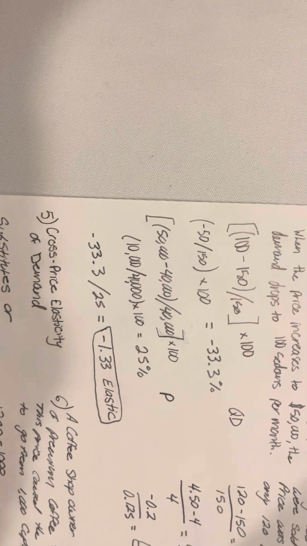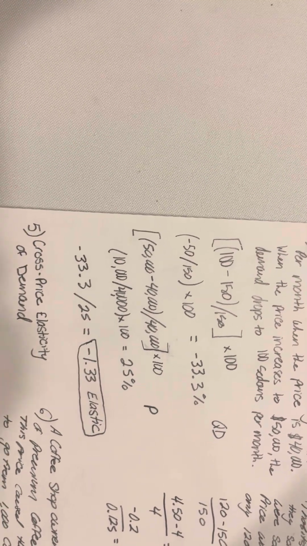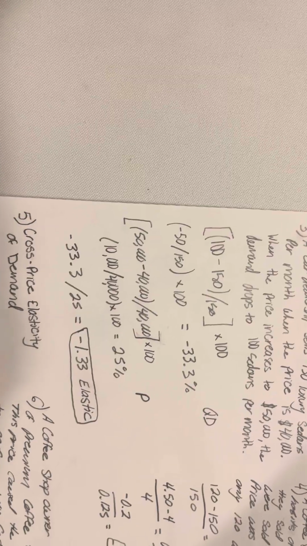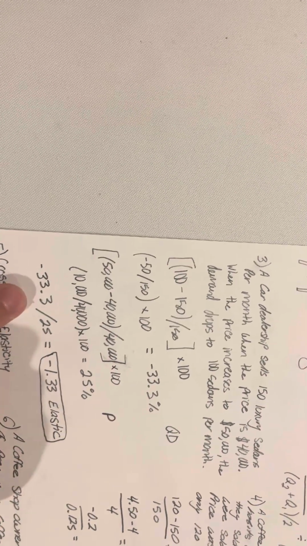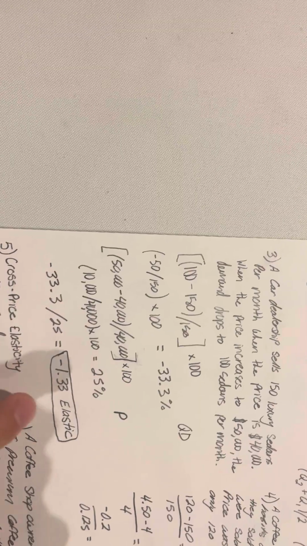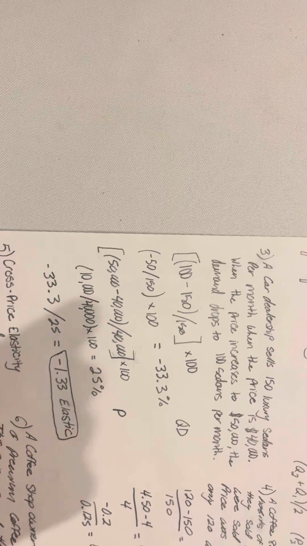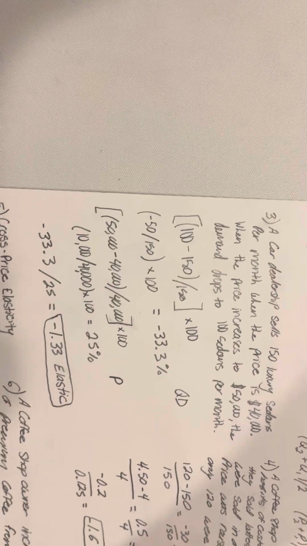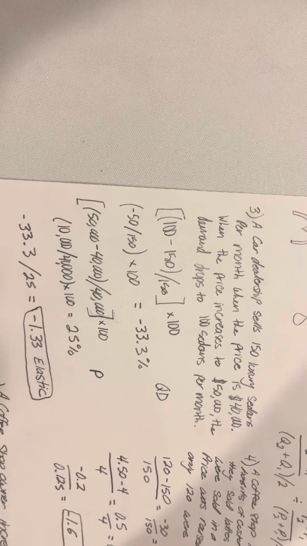Now we're going to talk about our price. Price increases by $10,000 here. So that is 25%. Now we're going to take the change in quantity over the change in price, which equals negative 1.33. Now this sedan is elastic because it comes out to a negative number.